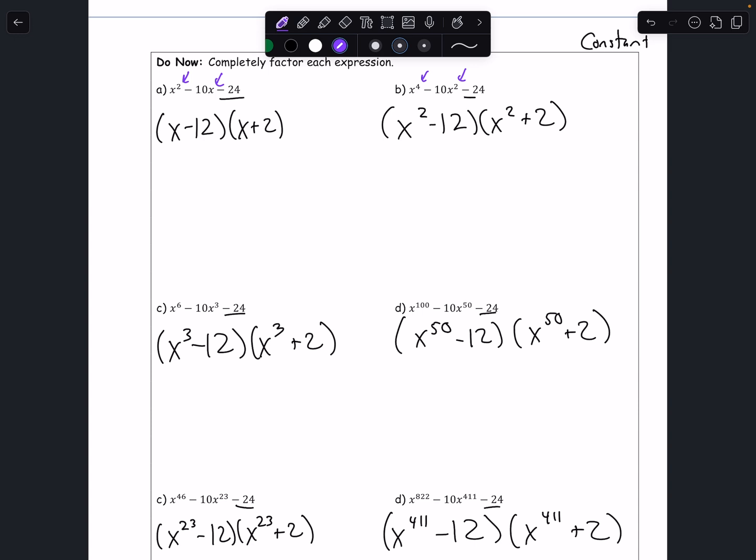Let's look at D. The degree of the first term is 100. Degree of the second term is 50. What's always happening with these degrees? The highest degree is always double the second highest degree. So that's what we're going to be doing today for the second part of the notes. Let's go on to the next page.